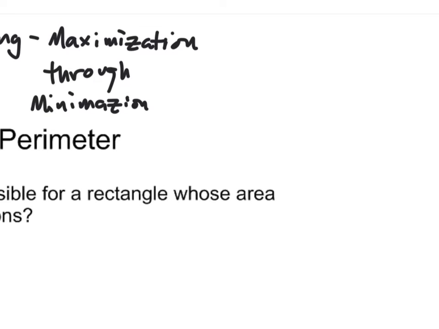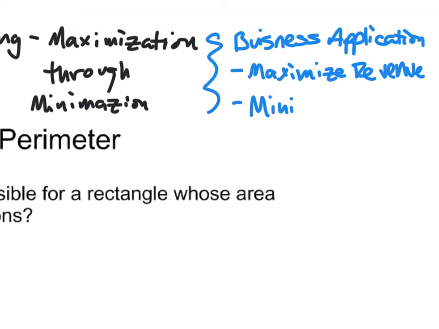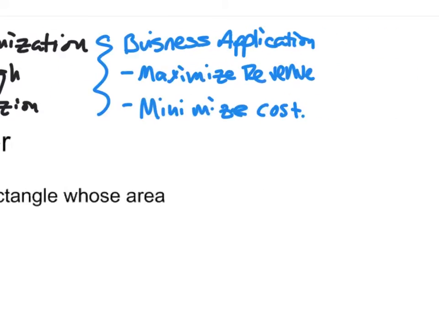Those kinds of things. And so you have kind of this business application. And the business application is that we want to maximize our revenue, and that's the money that we take in. And we want to minimize our cost. And this will in turn maximize our profit. Okay, that's besides the point.